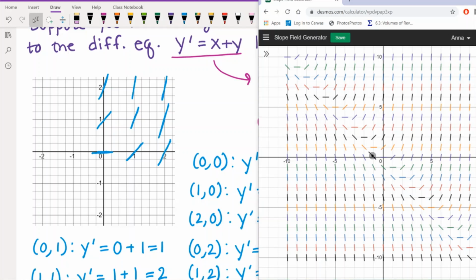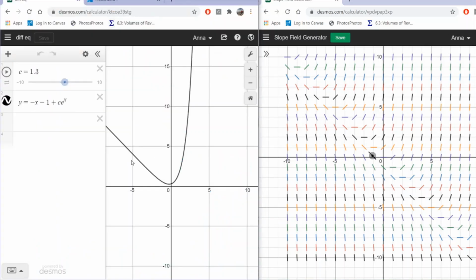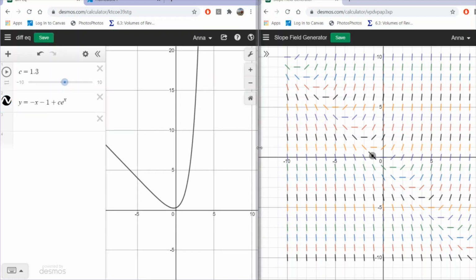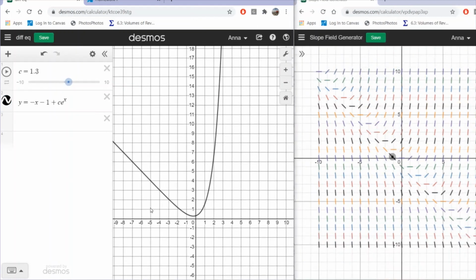What I'm now going to show you on the left is some actual solutions. As I mentioned, we don't actually know how to solve this differential equation. I just used a calculator to find the solution. Solutions of the differential equation y prime equals x plus y happen to be functions of the form y equals negative x minus 1 plus c times e to the x. That number c is allowed to vary. So what I'm going to do now is change the value of c.